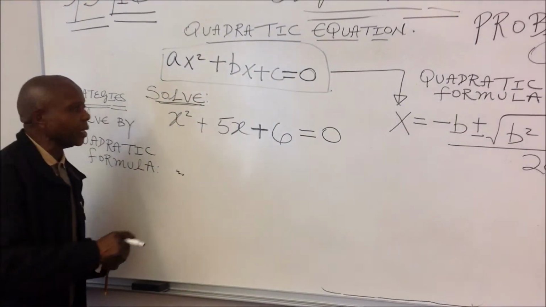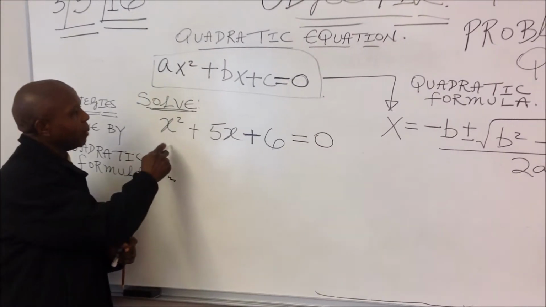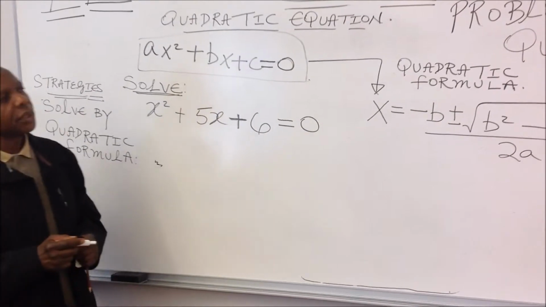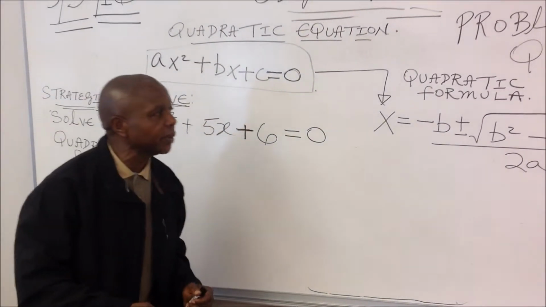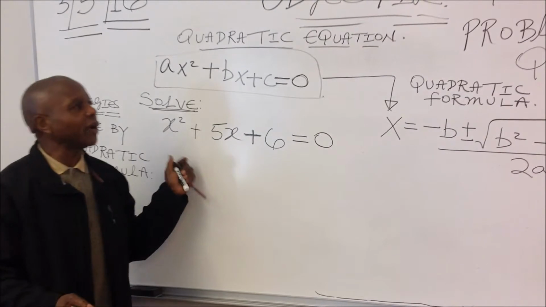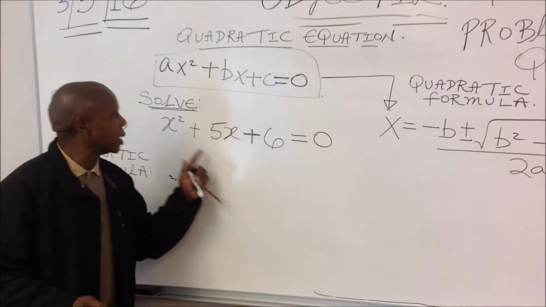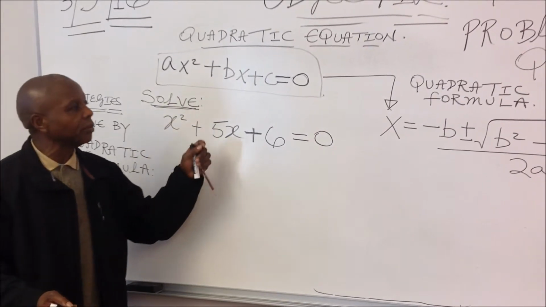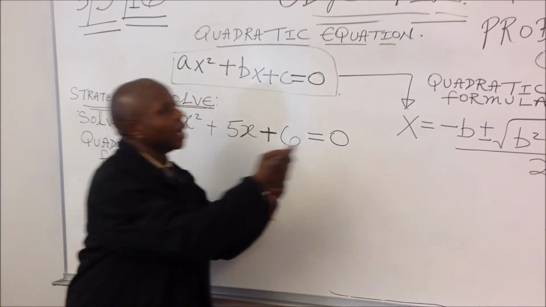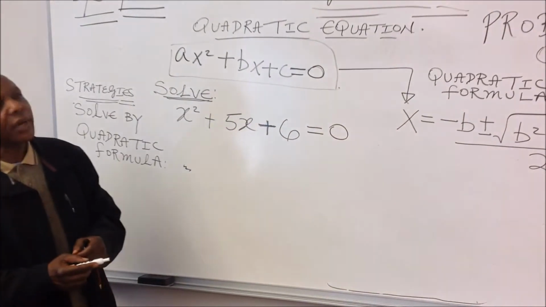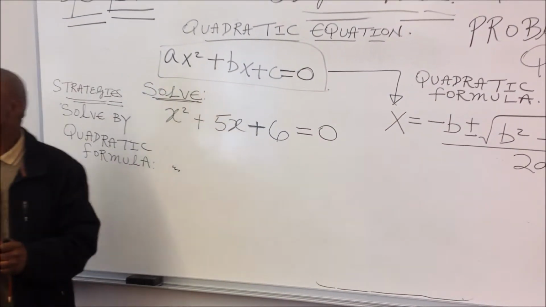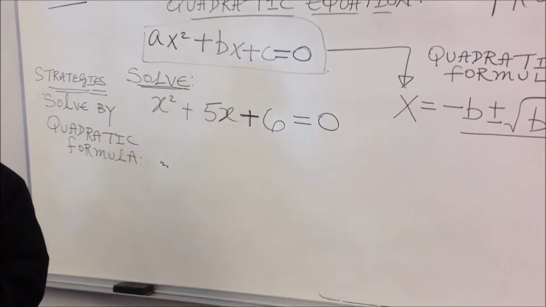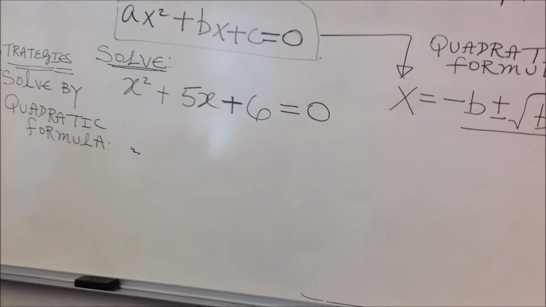And what's the problem again? This is the problem: x squared plus 5x plus 6 equal to 0. So what we need to do in solving this problem, therefore, is to identify our A, our B, and our C. Again, identify our A in this problem, our B, and the C, and then apply the quadratic formula. And that will lead us to the solution. So what is our A in this problem? What will be the A in this problem?